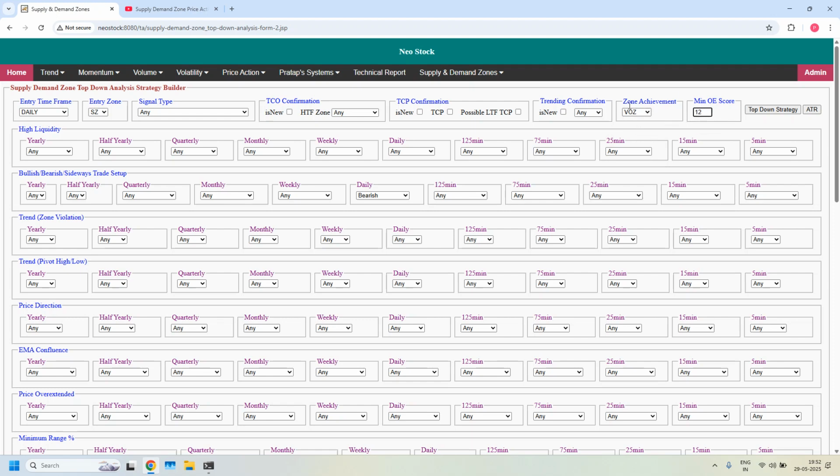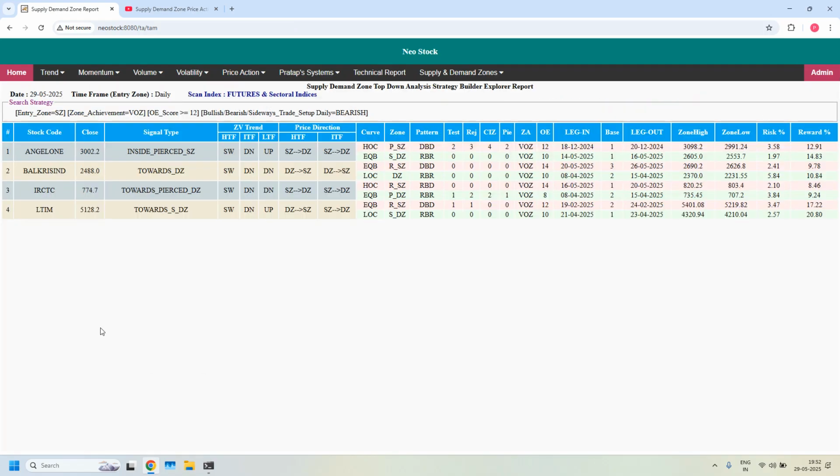Now both these filters are applied to daily supply zone. Let's filter the stocks. We got 4 stocks. These 4 stocks are supporting bearish trade setup for monthly income trade. Entry time frame zones are daily supply zones. We got 4 daily supply zones. One is piercer zone, ignore them. Or you can use this zone for piercer zone strategies, but not for bearish trade setup. And the remaining supply zones are not pierced. You can use them for your bearish trade setup for monthly income trade.